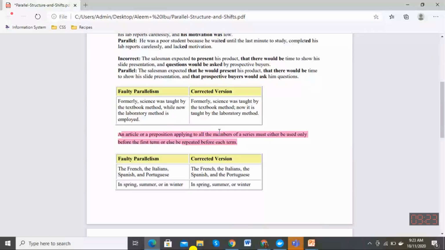For instance, you can also do this: the French, Italian, Spanish, and Portuguese. So here the definite article "the" is used for all these countries. The other thing is the French, the Italian, the Spanish, and the Portuguese. Either you use it with all the upcoming items you want to discuss, or you only use it once in the beginning of the sentence. Is that clear?